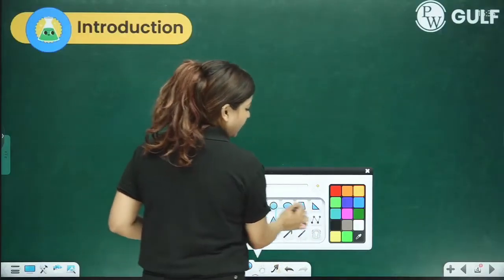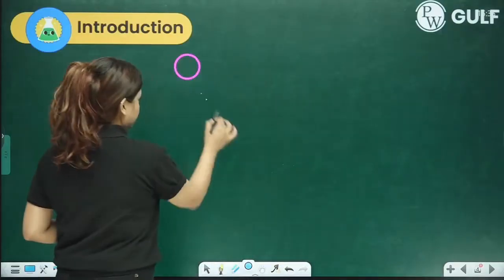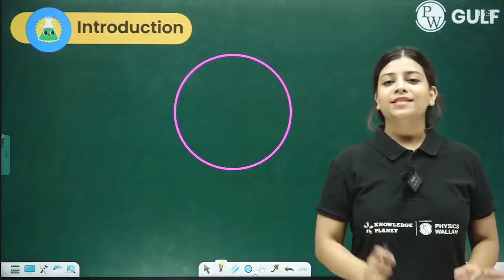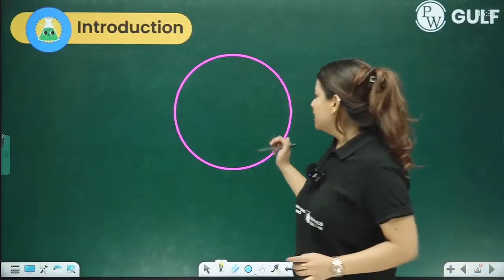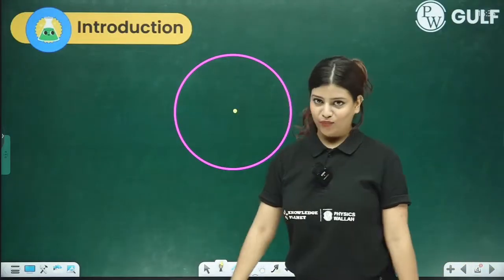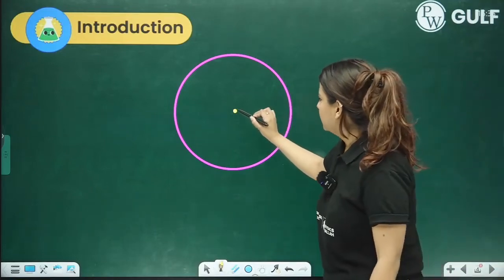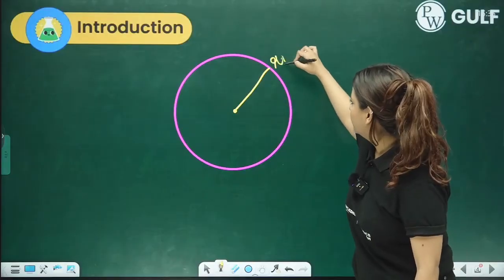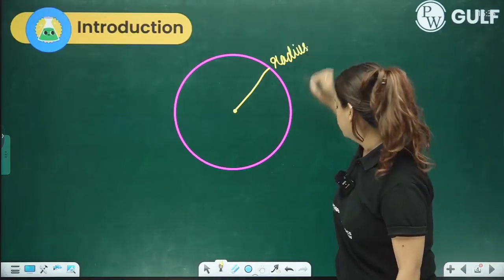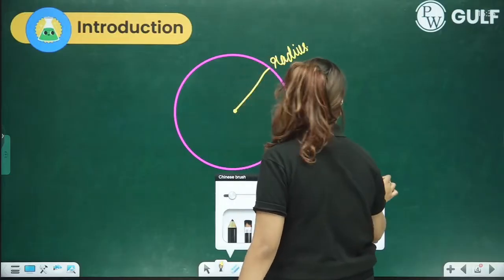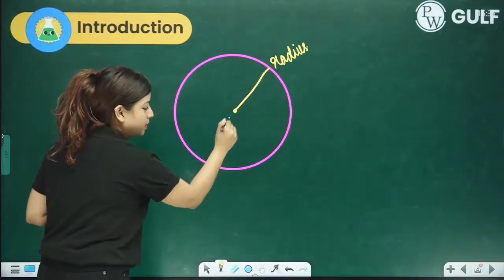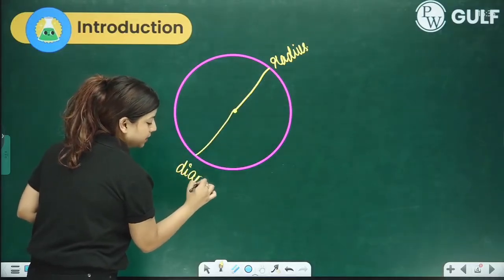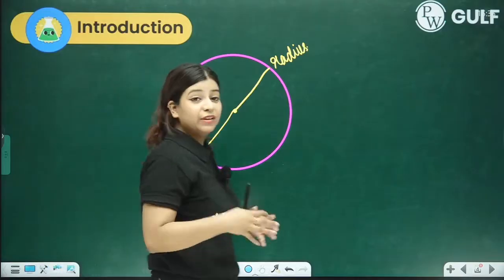The very first thing that we know about this plane figure is that it is a simple curve, right? A circle is nothing but a simple closed curve. Now this circle has a specific center, right? And from this center, any line which touches the boundary of the circle is known as the radius of the circle. This is what we have already learned, and what we are already aware of, right? Now when this radius is doubled, it is known as the diameter of the circle. So this is also something that we are already aware of.